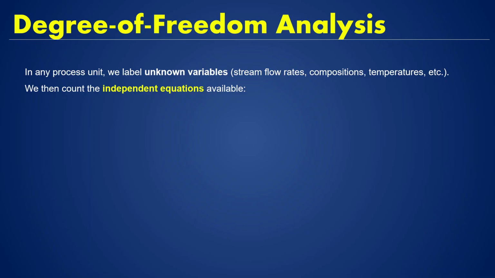In any process unit, the very first thing you have to do is draw the process flow diagram and label all the unknown variables. These variables could be stream flow rates, compositions, temperatures, pressure, etc. And then you have to count those unknown variables.